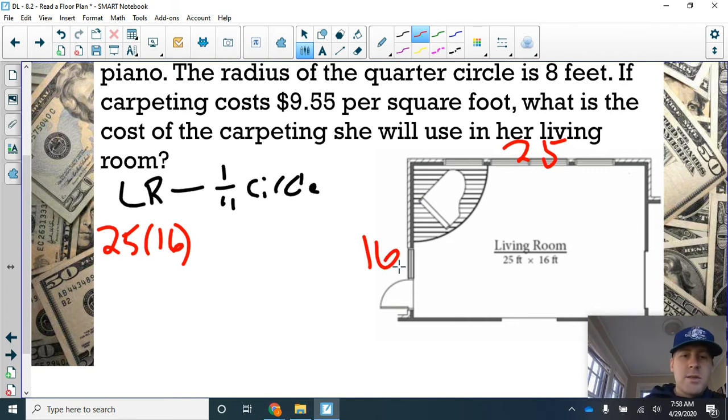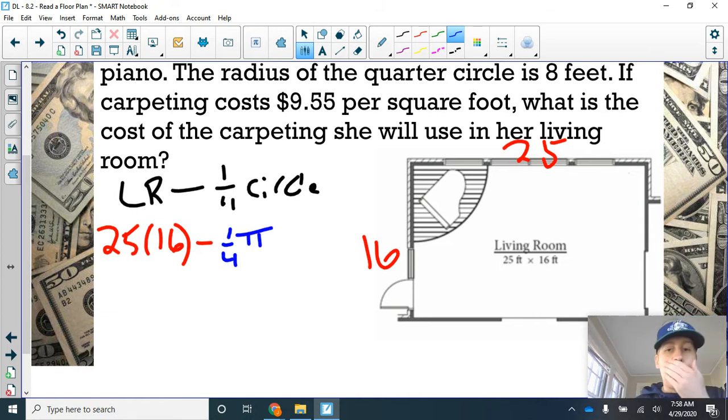Now we're going to subtract from that our quarter circle. The area of a whole circle is pi r squared. But we want a quarter of that, so we can either divide by 4 or multiply by 1/4. I'm going to stick with multiplying by 1/4. So my circle is 1/4 times pi times r squared. What is our radius? It says right here the radius of the quarter circle is 8 feet, meaning this length from the center to the outside represents 8 feet. So it'd be 1/4 times pi times 8 squared.